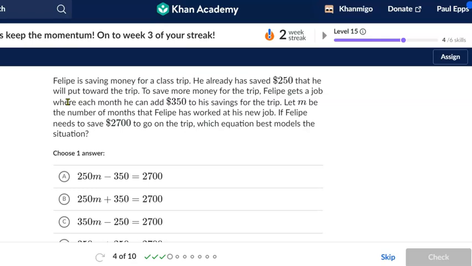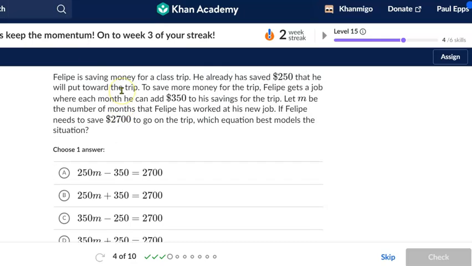Felipe is saving money for a class trip. He already has saved $250 that he will put towards the trip. To save more money for the trip, Felipe gets a job where each month he can add $350 to his savings for the trip. Let M be the number of months that Felipe has worked at his new job. If he needs to save $2,700 to go on the trip, what equation best models the situation?